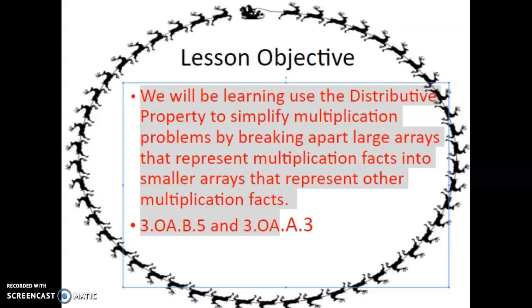Our lesson objective for today is we will be learning to use the distributive property to simplify multiplication facts or multiplication problems by breaking apart large arrays that represent multiplication facts into smaller arrays that represent other multiplication facts. Now, that was a lot of words, but I'm going to show you how to do that process today in this video. The word simplify means to make things easier to solve. So we're going to simplify it in a way that will make the problem easier to solve, especially when our multiplication arrays are larger.